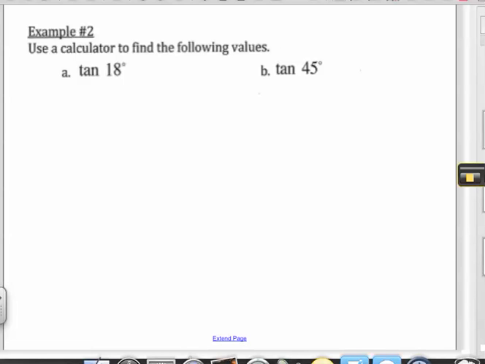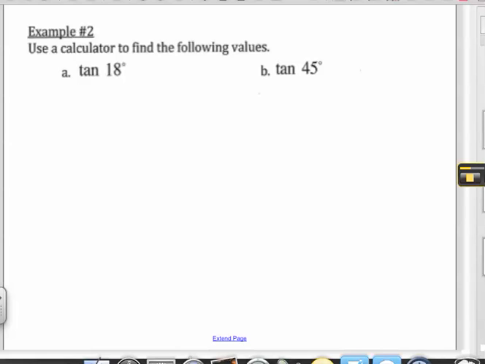Okay, guys. Now, in example number 2, it says use a calculator to find the following values. Now, like I told you in the last video, every angle measure has its own tangent. Every angle measure has its own cosine. Every angle measure has its own sine. Okay? And it's always the same. Regardless of what triangle it is in, these ratios are always the same.